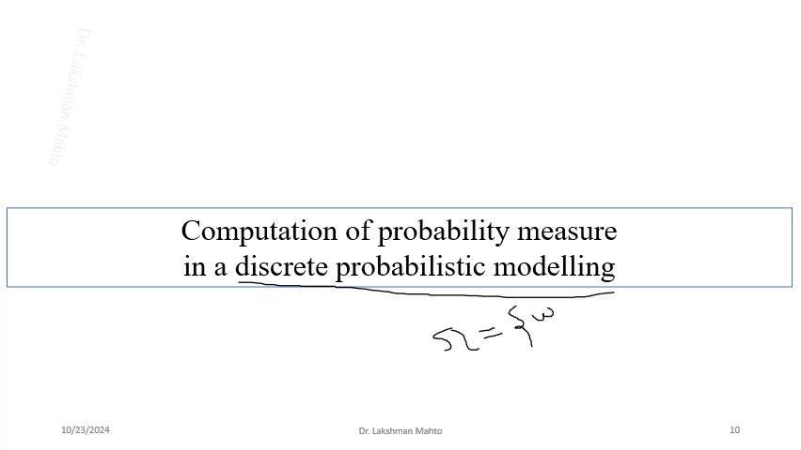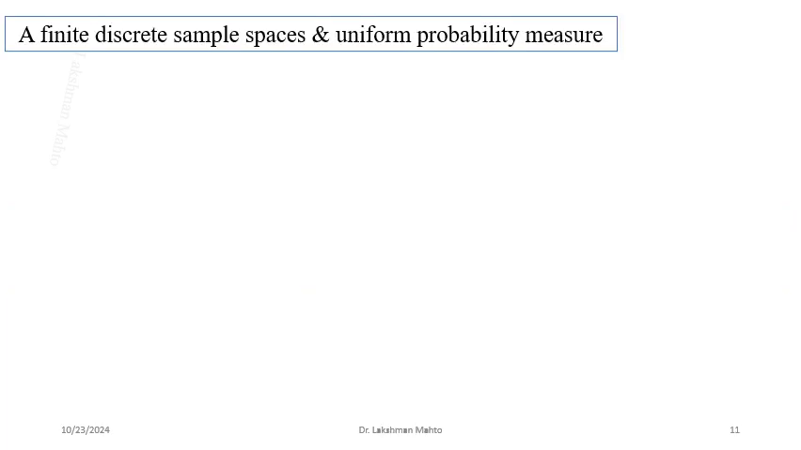So omega is actually a collection of outcomes where the outcomes are sequential in pattern. You can call it omega n or omega k, where k belongs to the natural numbers, or a subset of the natural numbers. That means k may take a finite or infinite number of values in a sequential manner. Okay, so if you are taking a countable sample space, or a discrete sample space, then there are two scenarios: finite discrete sample space or infinite. First we will talk about a finite discrete sample space, and we are taking a probability measure with uniform law.